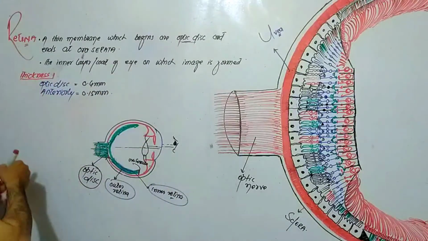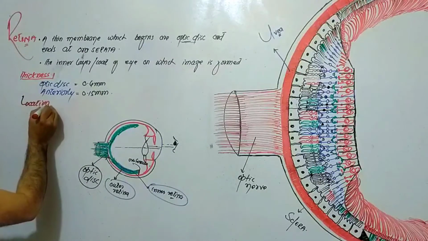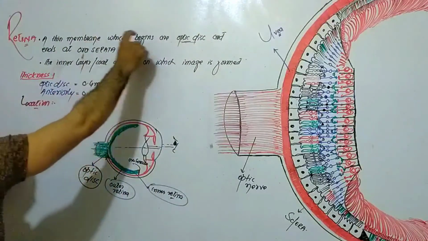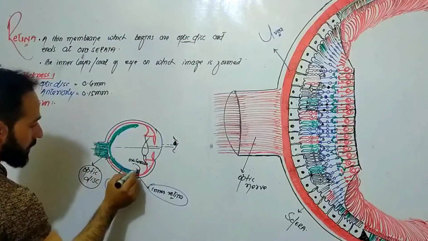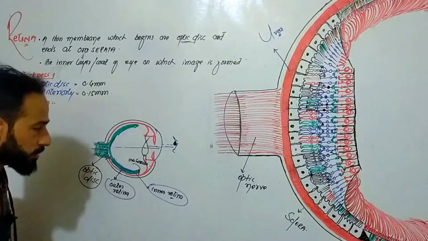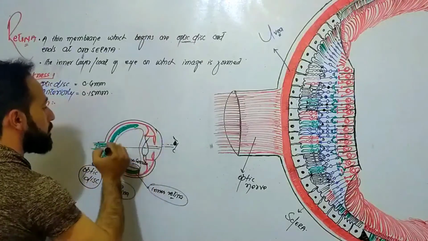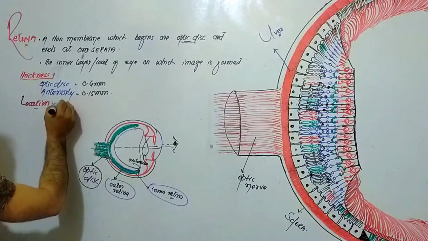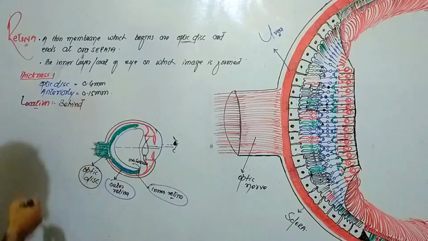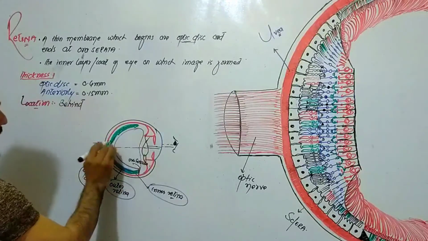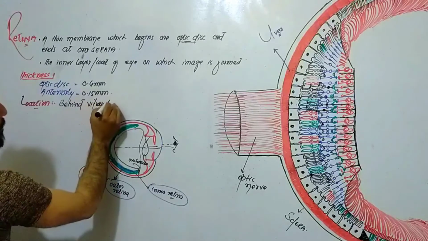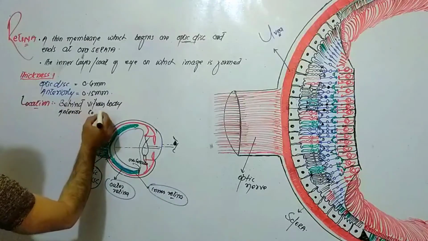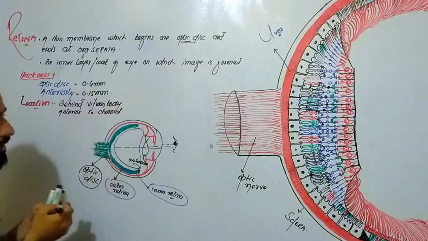Now where is the location of your retina? Where is the retina located? Look carefully. If you want to write about the location, you can write this sentence here: the retina begins at the optic disc and ends at ora serrata. And the next important thing, you can also say that the retina is located behind the vitreous body and anterior to the uveal tract or choroid. So I will write it: it is located behind the vitreous body and anterior to the choroid. This is the exact location of your retina.